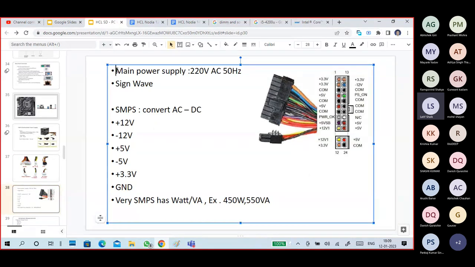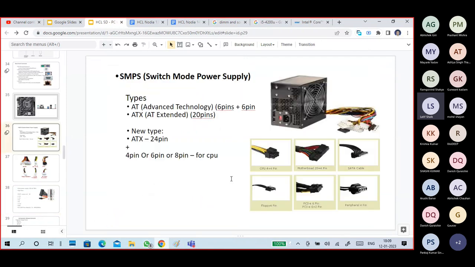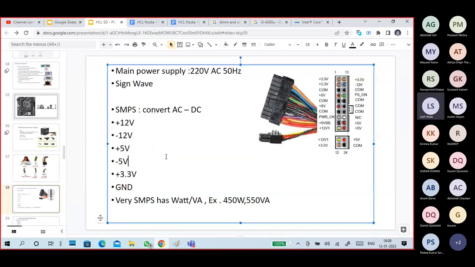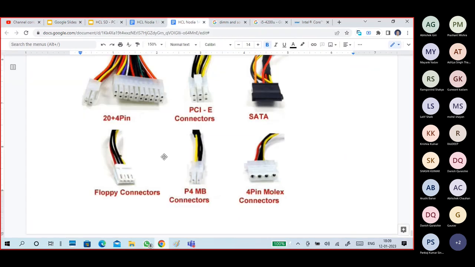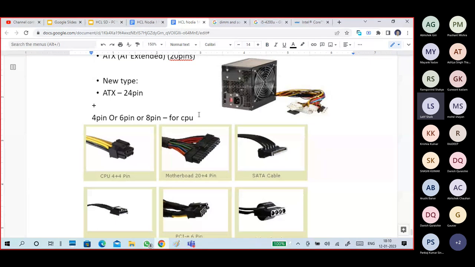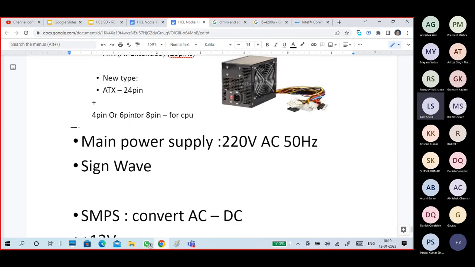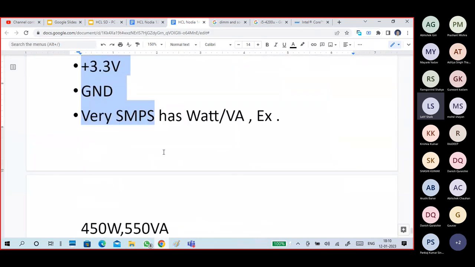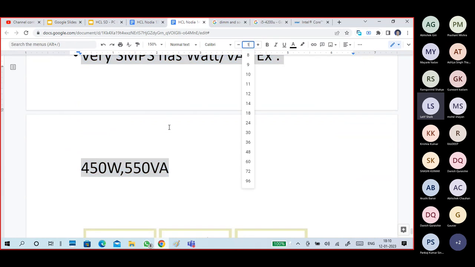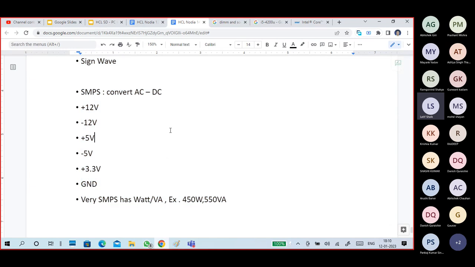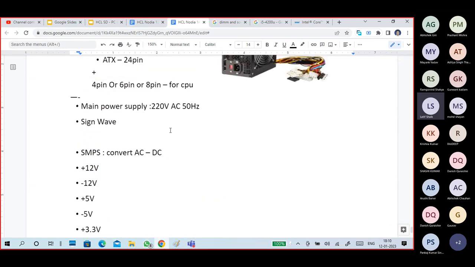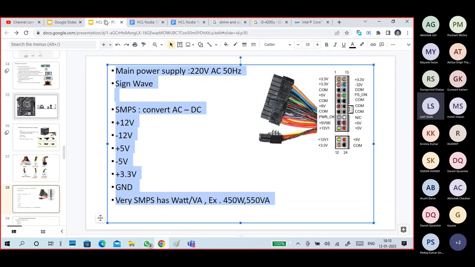So already I told what is the use of SMPS. SMPS converts AC power supply to DC power supply. Our main power supply is 220 volts AC power supply, right? It is a sine wave. For our electronic device, we need a DC power supply. Like you are using a battery for your mobile, that is a DC power supply. To recharge your mobile, there is the charger. The charger converts AC to DC and gives the DC power supply.